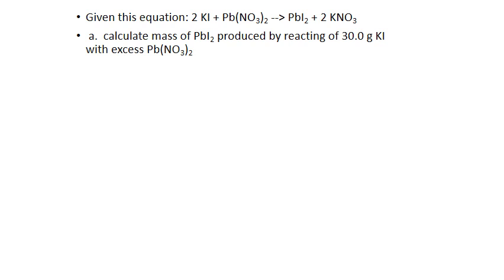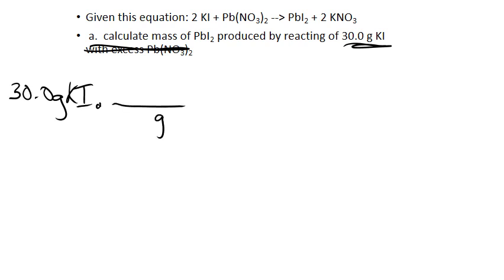This one's actually 2 parts, so we're going to do both parts. Given this equation, calculate the mass of PbI2 produced by reacting 30 grams of KI with excess Pb(NO3)2. This excess part doesn't matter. It's just saying there's extra of it, so it's not important. Start with what we know, which is 30.0 grams of KI. What's on top goes on bottom. And then we always go from grams to moles, and it's how many grams are in 1 mole.